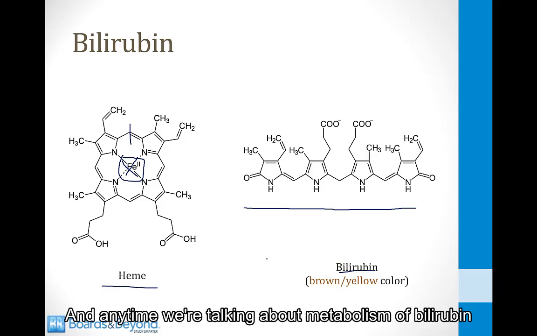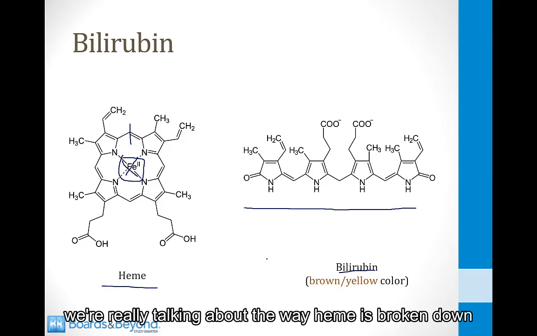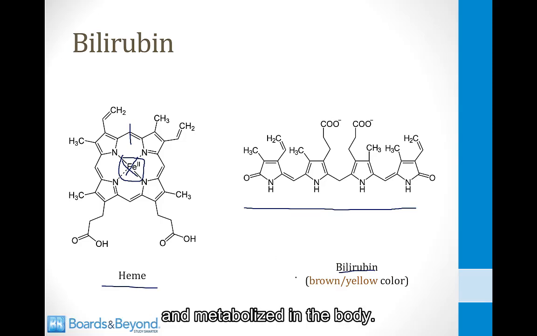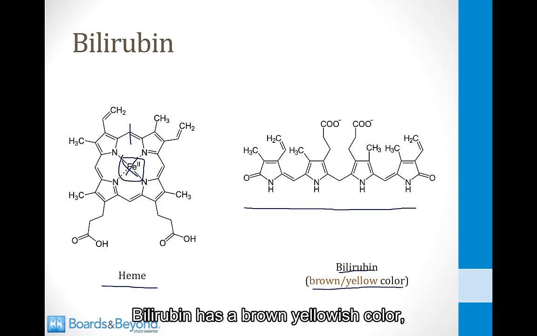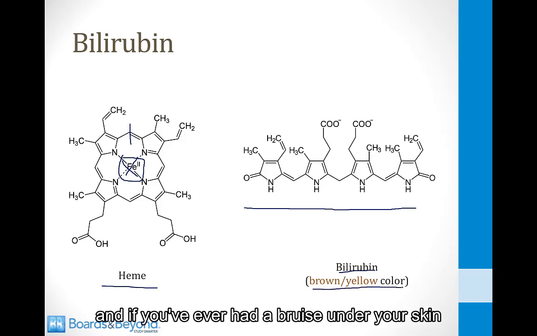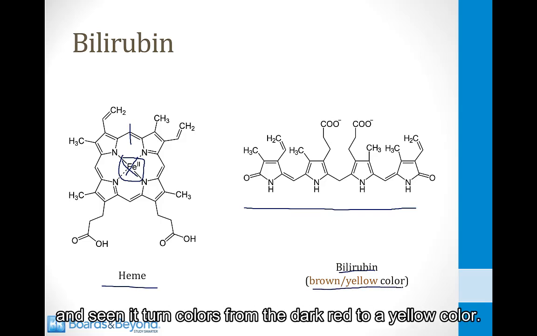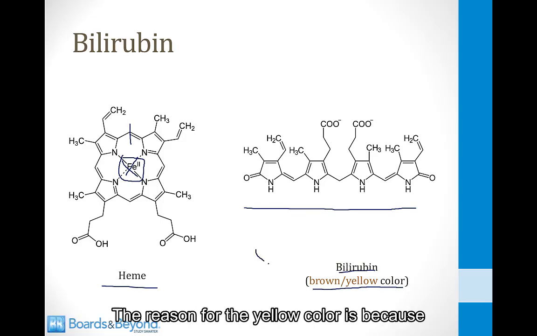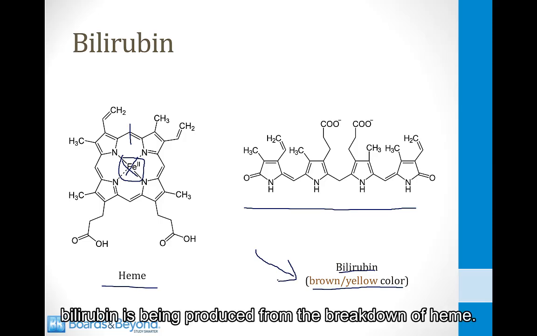And anytime we're talking about metabolism of bilirubin, we're really talking about the way heme is broken down and metabolized in the body. Bilirubin has a brown yellowish color, and if you've ever had a bruise under your skin and seen it turn colors from the dark red to a yellow color, the reason for the yellow color is because bilirubin is being produced from the breakdown of heme.